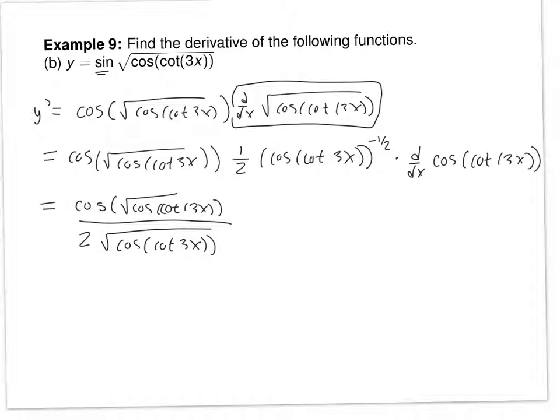The reason is because first this stuff in the top has to be cosined, right? So this doesn't cancel that.